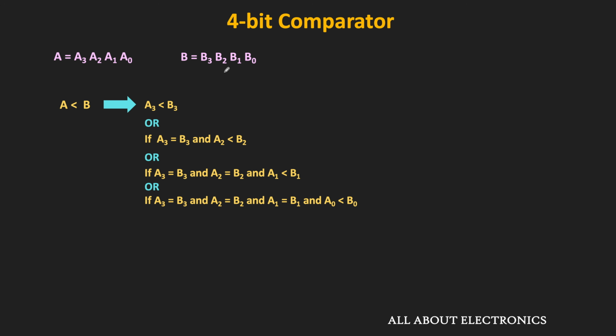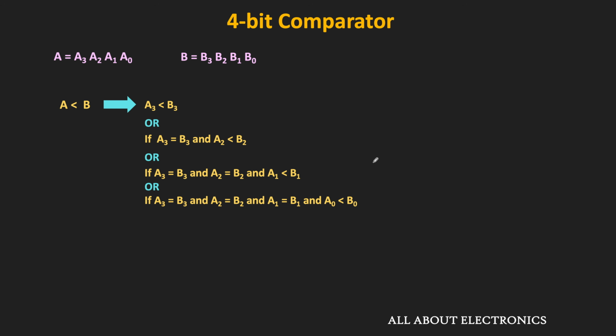Then the third case is when both A3 A2 are the same as B3 B2. In that case, we should compare the next higher bit, that is A1 and B1. If A1 is less than B1, then we can say that the number A is less than B. And the last case is when A3, A2, A1 are the same as B3, B2, B1. In that case, we should compare the LSBs. If A0 is less than B0, then we can say that the number A is less than B.